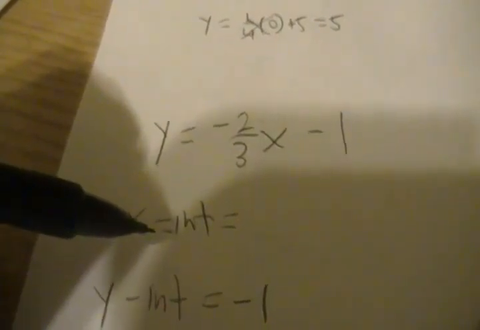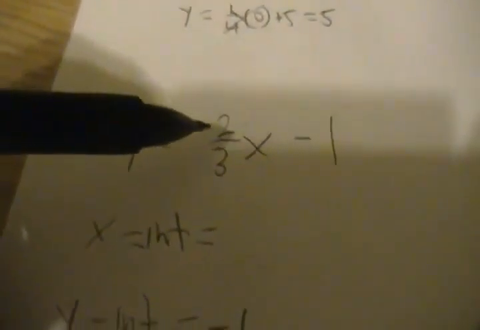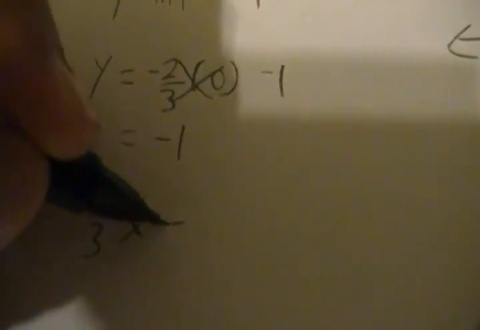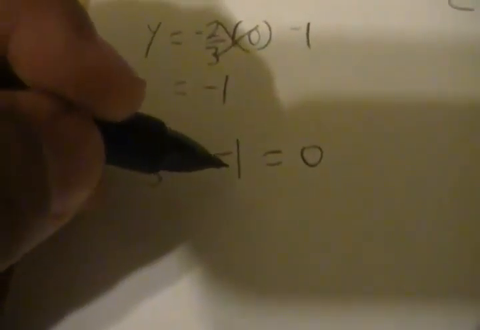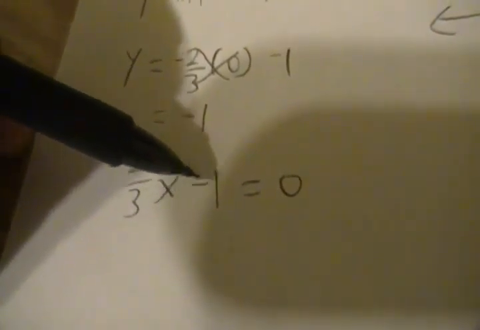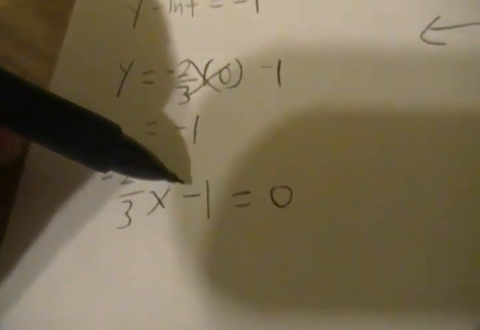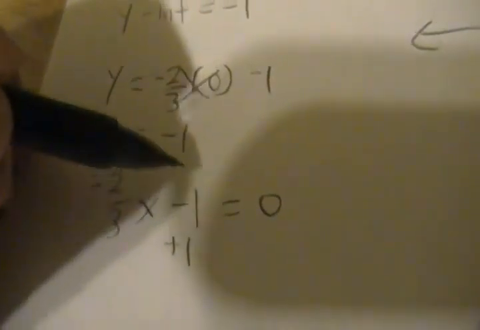Let's find the x-intercept. Now we have to have this equation equal 0, because y is going to be 0. So we can have -2/3 x minus 1, because that is the equation, equal to 0. Now let's solve for x. Here we have a -1, so what we need to do is add 1 to both sides.